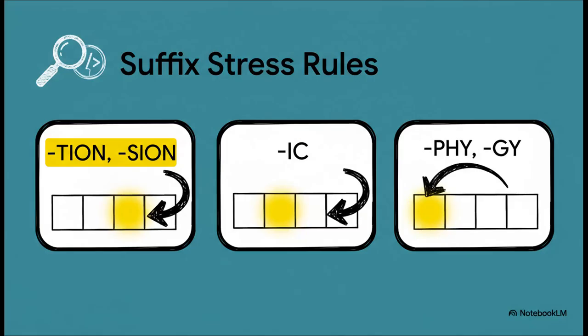And here's the really cool part. This isn't just random guesswork. There are actual patterns here. Suffixes like -tation and -ic, they almost always pull the stress to the syllable right before them. And others, like -phy or -logy, they tend to put the stress on the third to last syllable. Seriously, these are like little cheat codes for figuring out the rhythm of thousands of words.